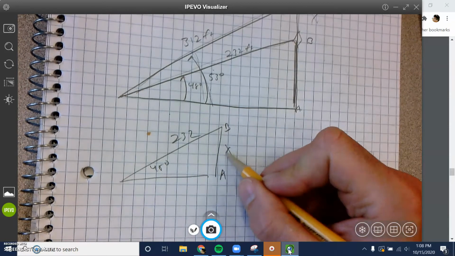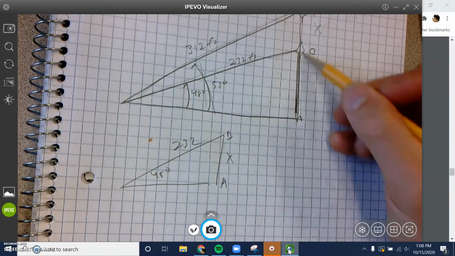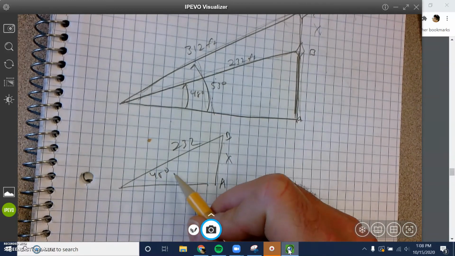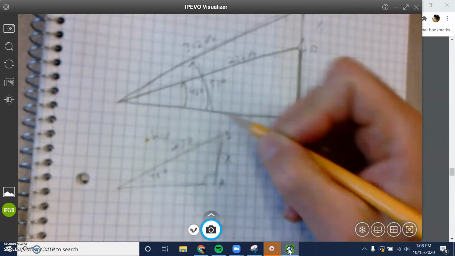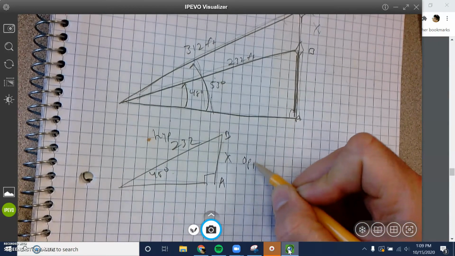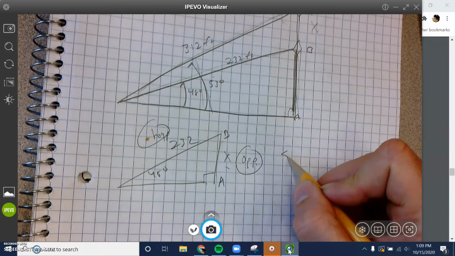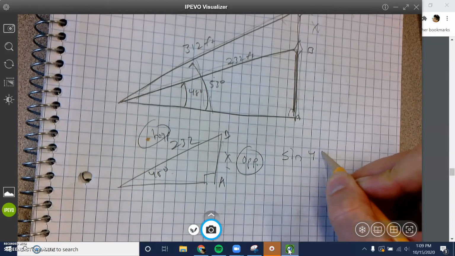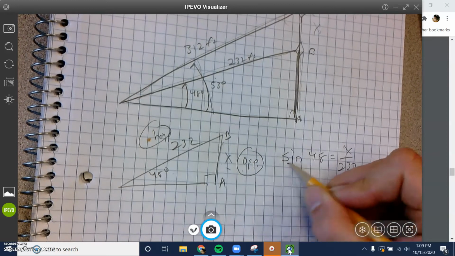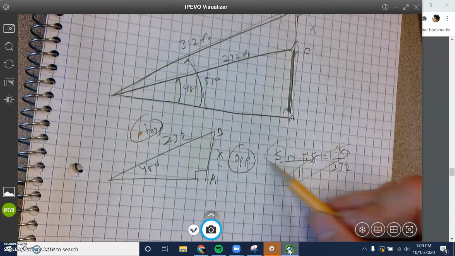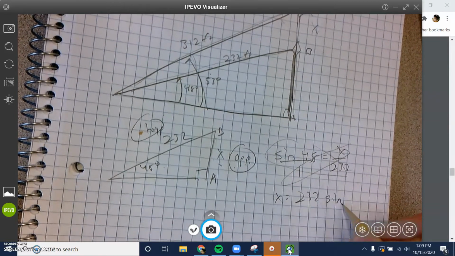I want to know, let's call this X right now, how high it went at first. So this is the right angle, obviously. This is the hypotenuse, and this part is your opposite. So you have opposite and hypotenuse. What are you going to use? Yeah, sine. So the sine of 48 equals opposite X over 232. Bam. Cross multiply. X equals 232 sine 48.